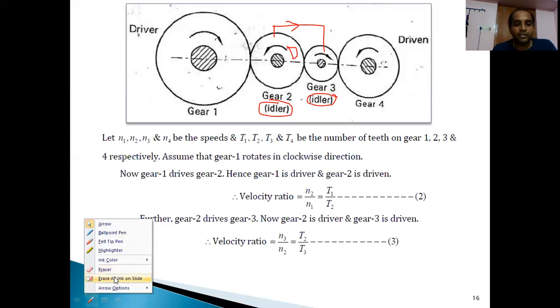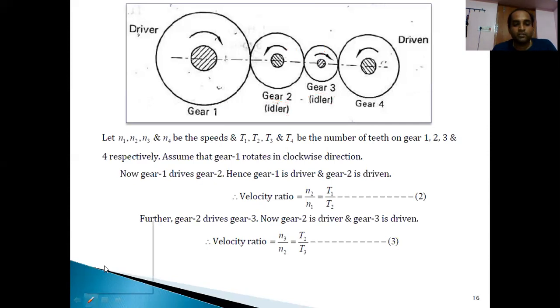if I write it for the third and fourth gears, from 3 the speed has reached up to gear 3. From this gear 3, I want to transmit the power to gear 4. Now gear 3 becomes the driver gear and gear 4 becomes the driven gear. So ultimately we are reaching the point of our driven gear itself, that is gear number 4. Now, how can we write the velocity ratio between gear 3 and gear 4? N4 by N3 is equal to T3 by T4. That is the thing we need to achieve now.